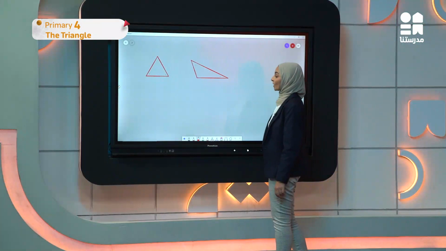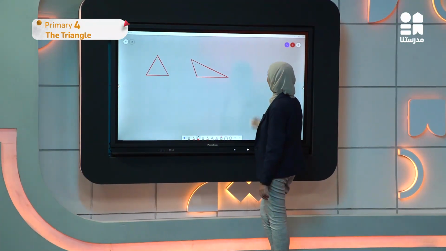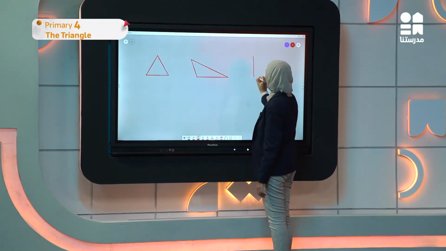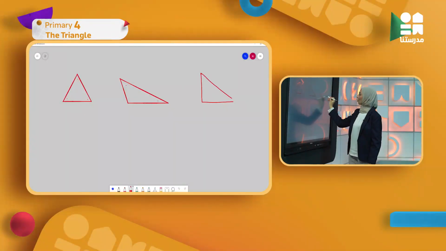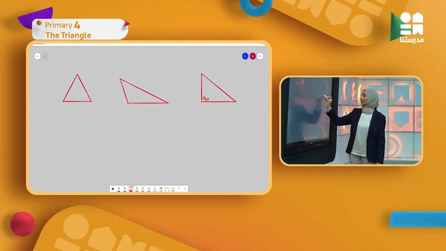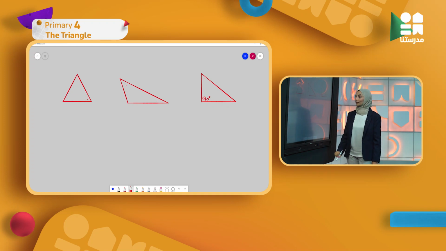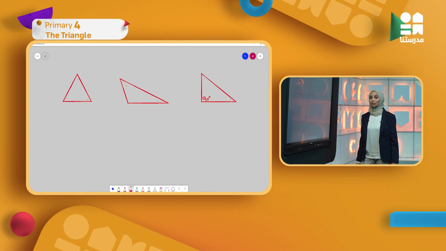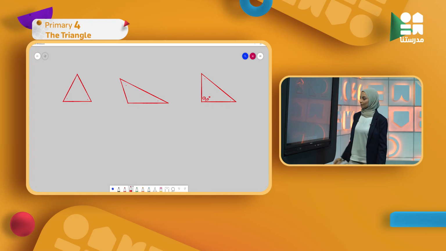What about the third type of the triangle according to its measures of its angles? The third type is right angled triangle, which is formed from one only right angle, which is 90 degree, and the other two angles must be less than 90, which is acute angles. Okay, let's see these examples.